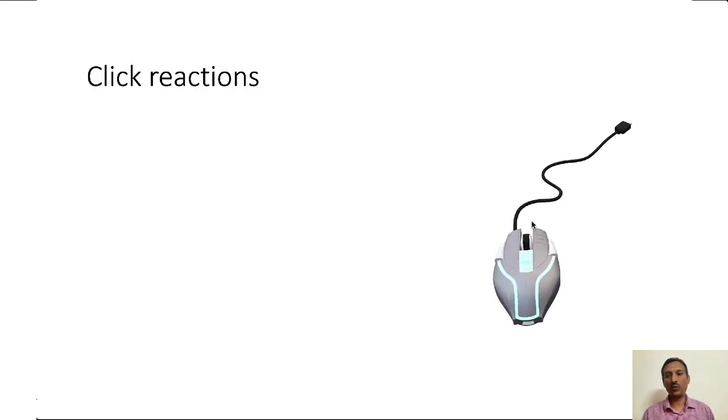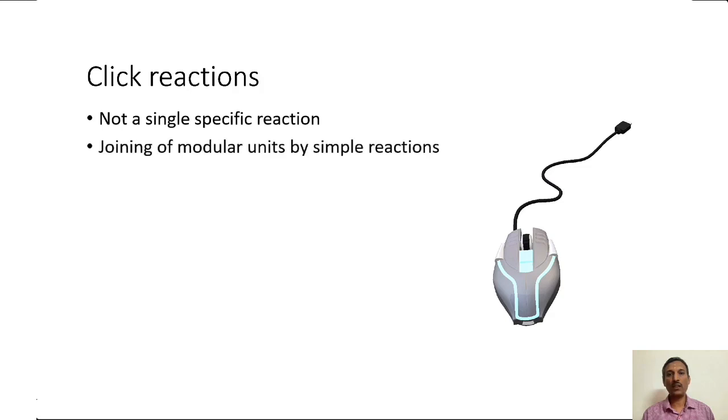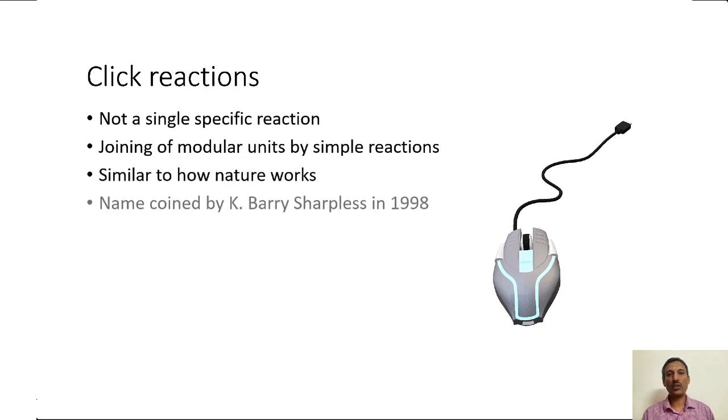So, in other words, you click, and the reaction actually occurs. So, that is the basic definition for a click reaction. Click reaction is not a very specific single reaction. It is basically carried out by joining modular units by very simple reactions. So, two units are connected by very simple reactions, and this is very similar to how nature works, and this name was coined by Barry Sharpless in 1998.